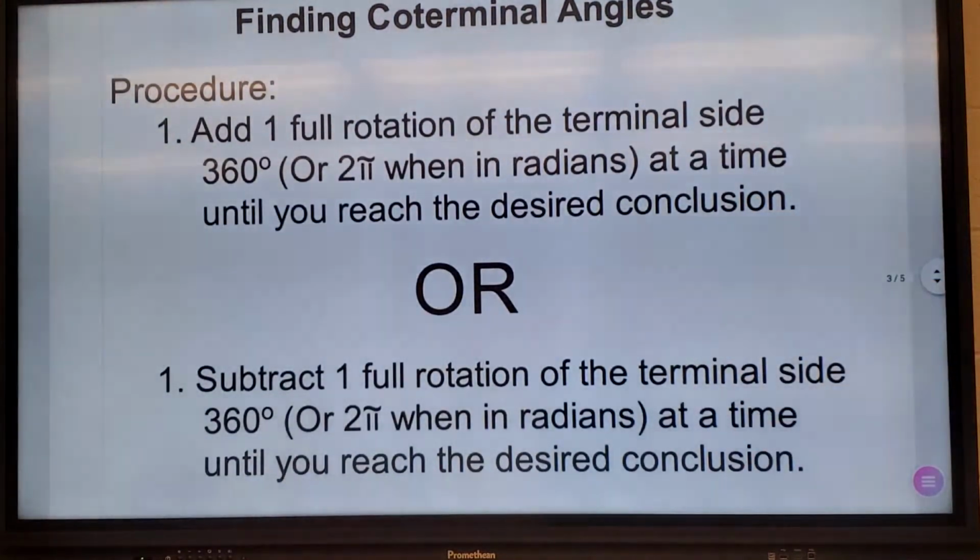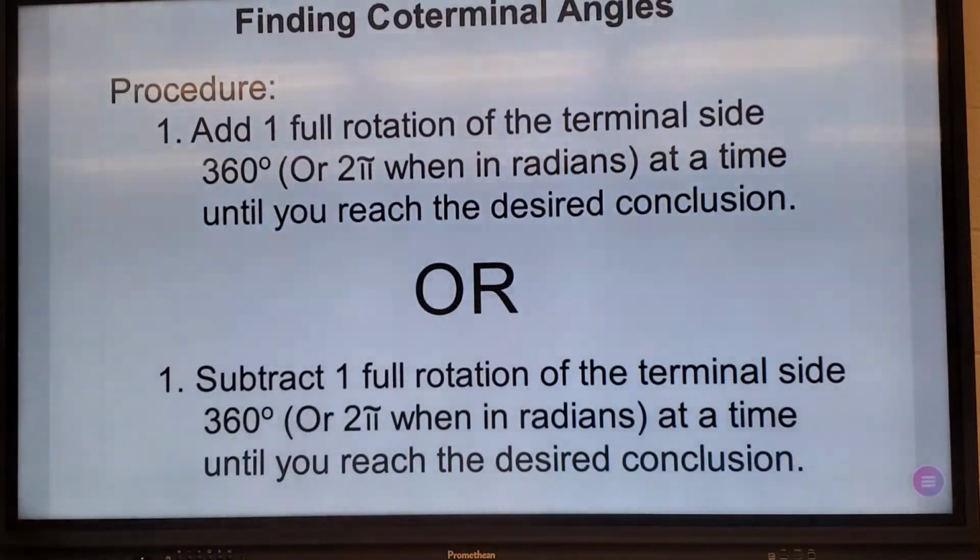So second page here, finding a coterminal angle. This goes through the process. So understand, with degrees, I want you to leave it in degrees. And in radians, when graphing in standard position, I would like you to change the radians to degrees. However, here, I would prefer that you stay in radians. Okay, so the process is this. We're going to either add or subtract 1 full rotation depending on the number that I give you. Okay, I am looking for 1 positive and 1 negative coterminal angle.